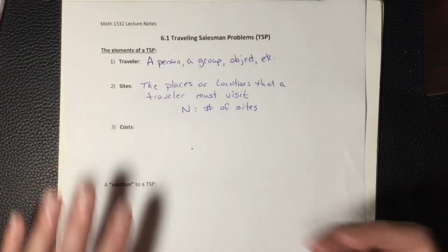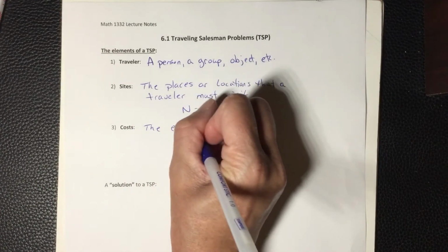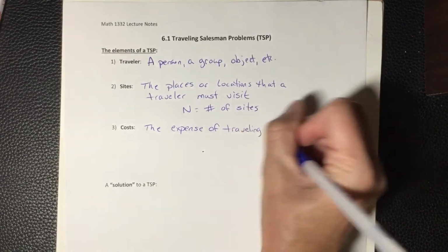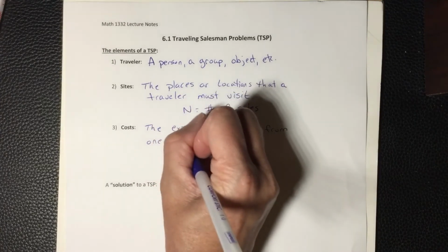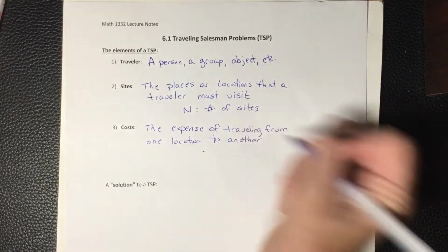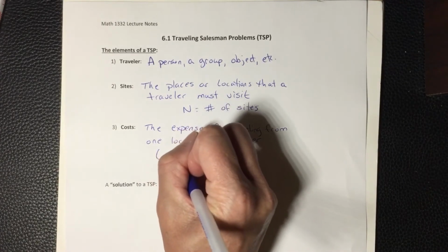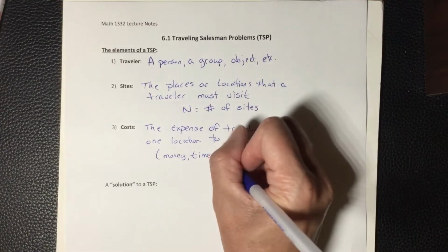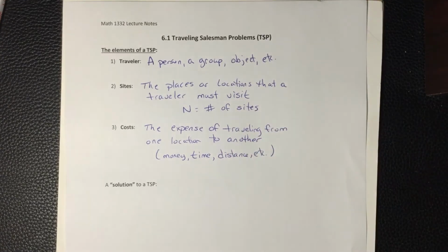Now we also have cost, and this is going to be the expense of traveling from one place to another, or one location to another. When we see cost, we do think money, so it could be money. It could also be time. How long does it take to go from location to location? Maybe we measure in distance. So there's some different options for cost.